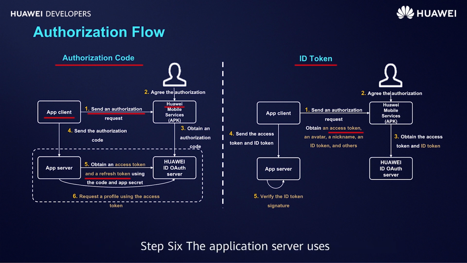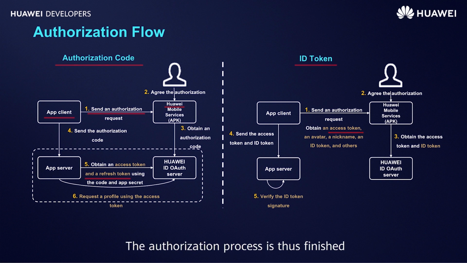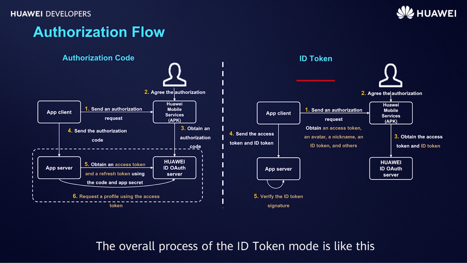Step 6. The application server uses access token to obtain users' information like OpenID from Huawei Account Authorization Center. If the access token or ID token is overdue, the application server may use the refresh token to obtain the new information of access token and ID token. The authorization process is thus finished. Let's see what's the process of the ID token mode. The overall process of the ID token mode is like this. We'll explain it by accompanying the flow diagram.